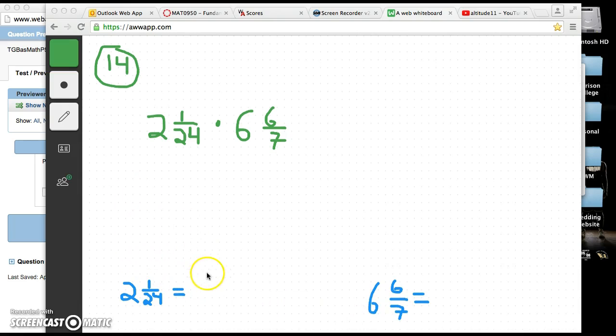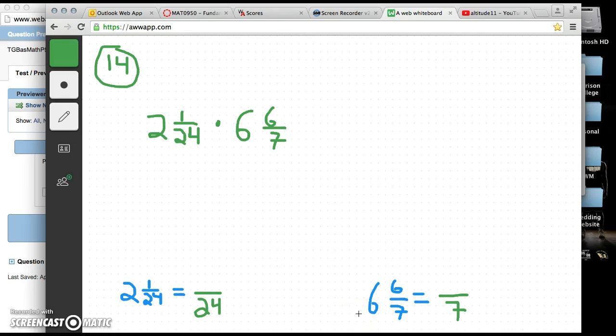Alright, so the way that we do this, first things first, as with all things, there are some tricks to remember. The denominator of your mixed number is always going to be the denominator of your resulting fraction. So in our first problem here, when we are converting 2 and 1/24 into a fraction, the denominator is going to be 24. Over here, our denominator is going to be the denominator that we see, which is 7.